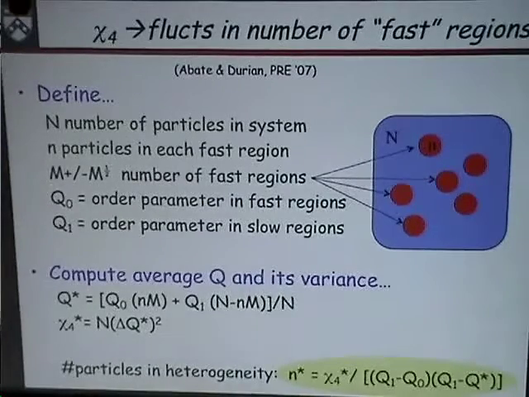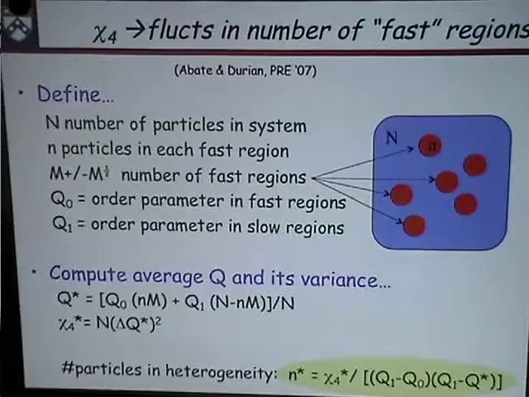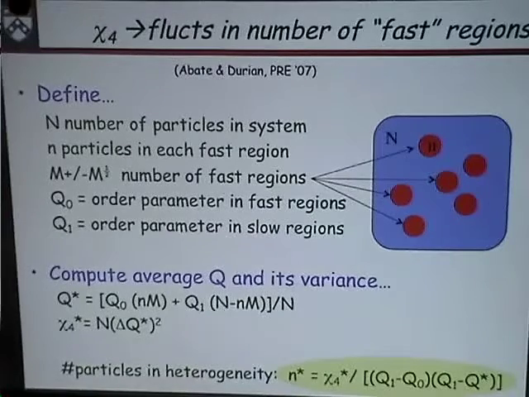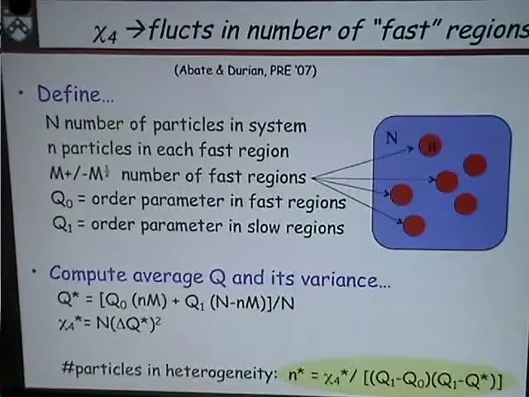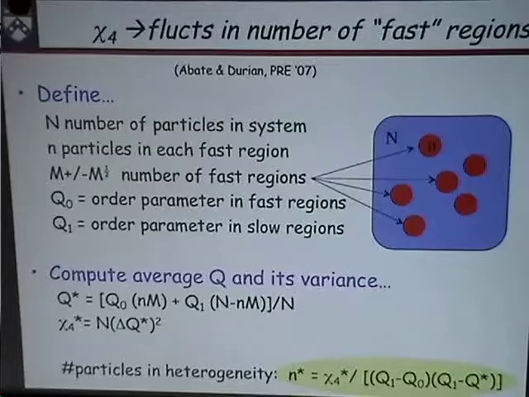I'm confused. Doesn't chi4 measure the correlations between fast regions and slow regions? Spatial correlations? No. Usually the way chi4 works is there's a length scale in its definition. But usually you just fix that length scale and you look at it as a function of time. So let me show you some data.